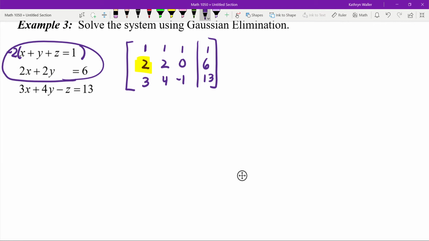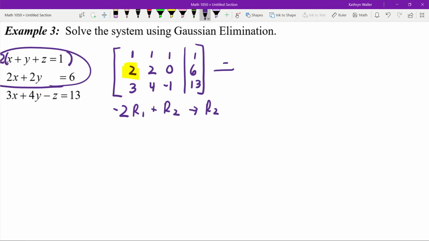Okay? So what I'm going to do is I'm going to go -2 multiplied by row 1, added to row 2 becomes my new row 2. That little formula that we wrote down, you have to write that, okay? Now draw your arrow like this. I know row 1 is not changing, so I'm going to write it down. 1, 1, 1, solid line, 1. I know row 3 is not changing. 3, 4, -1, 13, okay?